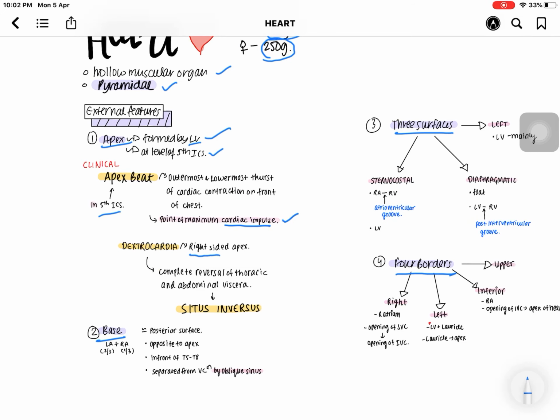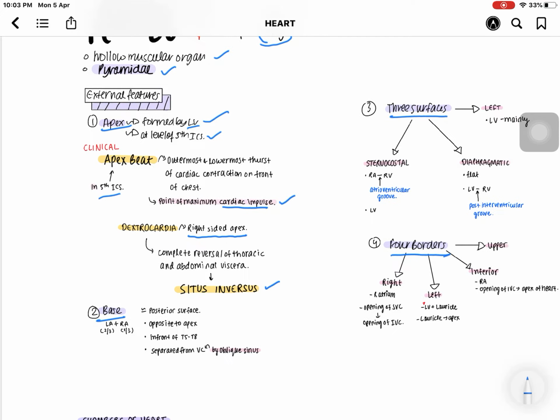Dextrocardia is a right-sided heart in which the apex will be on the right side, and if there is complete reversal of the thoracic and abdominal viscera, it is known as situs inversus.